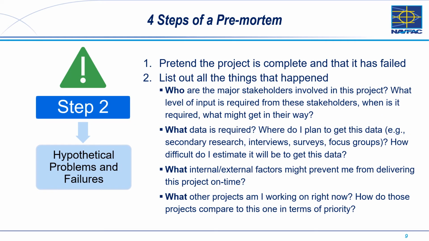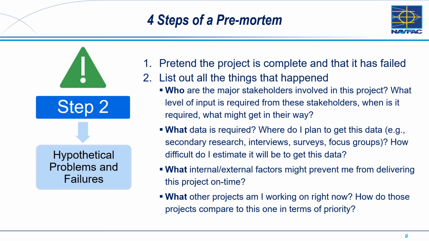The second step of the pre-mortem process is to look at the hypothetical problems and failures. Pretend the project is complete and that it has failed in some way, or you faced a multitude of problems with the execution of the standard operating procedure. List out all the things that happened to make the project or procedure fail, or the problems you encountered. It helps to do this by section, or by steps within the project or procedure.